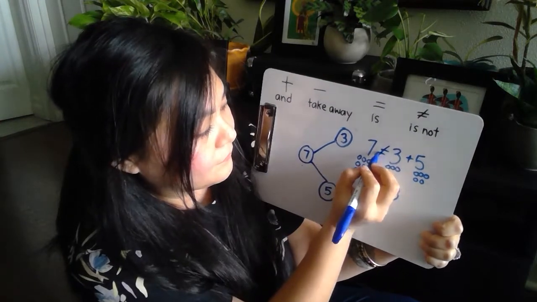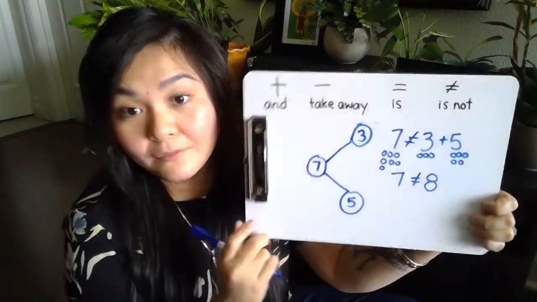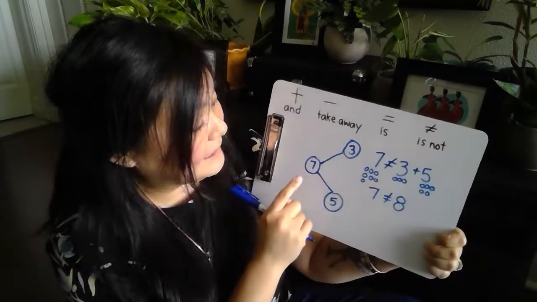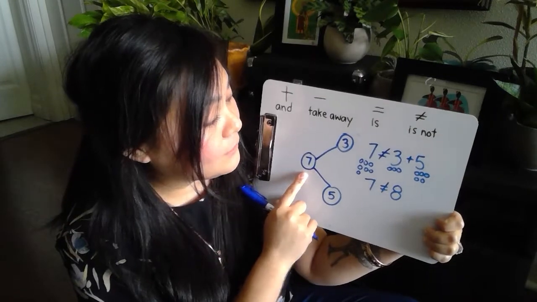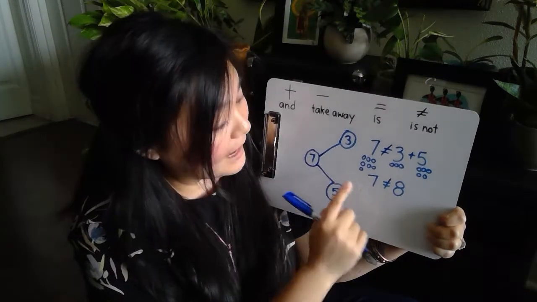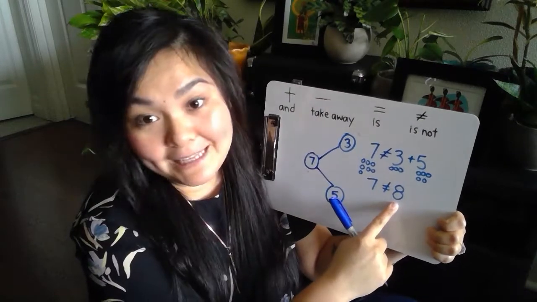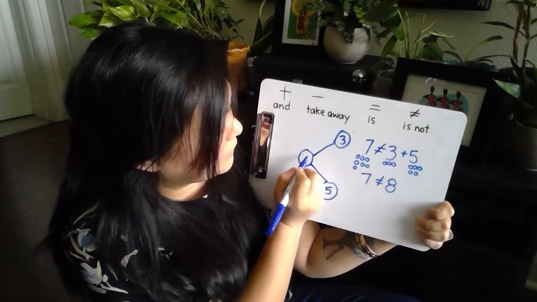So it would read, 7 is not the same as 3 and 5. Another way I can do that is I can change the whole of the number bond. If I know that 3 and 5 are the parts, and when I add them together, it makes 8, I can erase that 7 in the whole of the number bond to write the number 8.